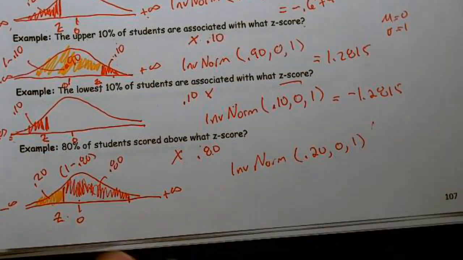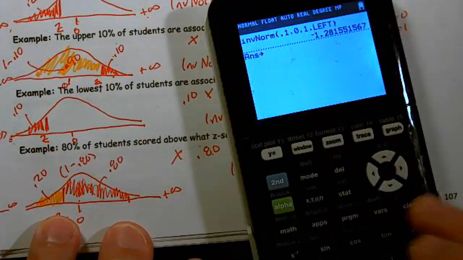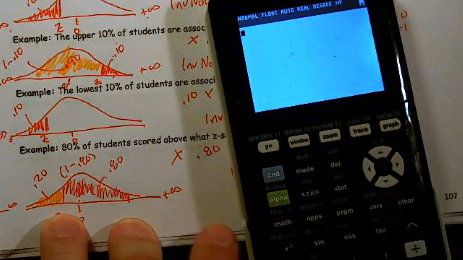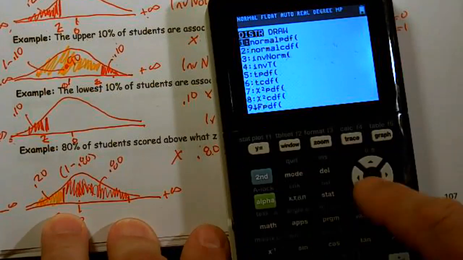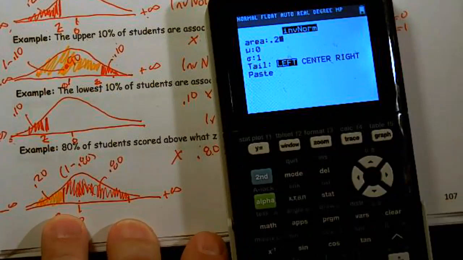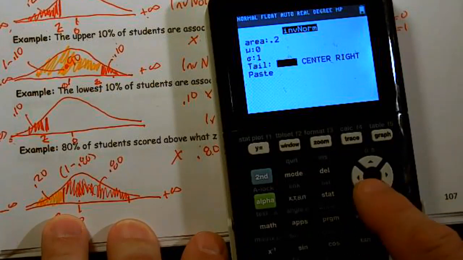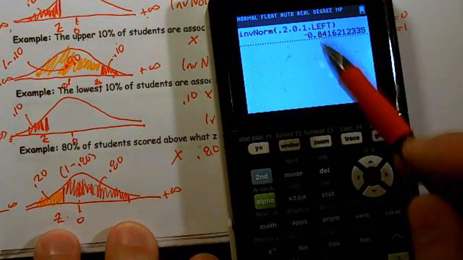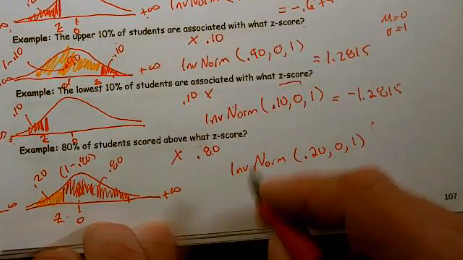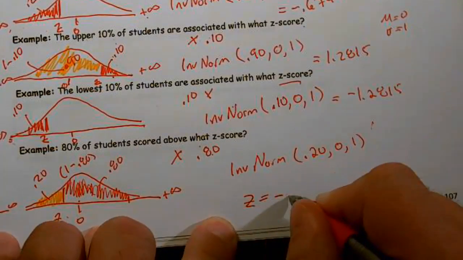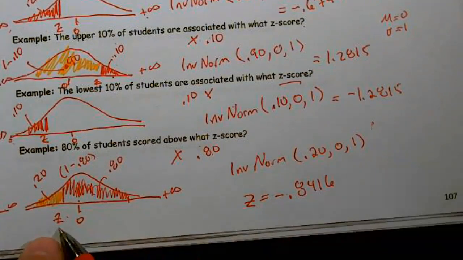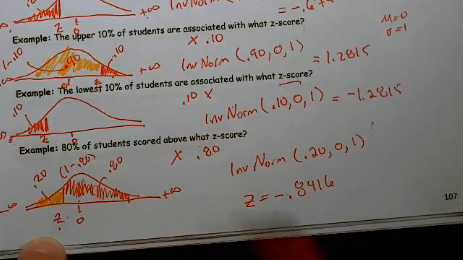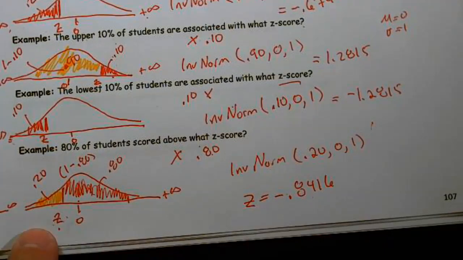0.2, 0, 1. So let's do that real quickly. And the reason it's 0, 1 is because it is a z-score. So second vars, inverse norm. The area is 0.2. The mean is 0. The standard deviation is 1. And we calculate it, and we get z equals negative 0.8416. And it would make sense that our z-score was negative because it's below 0. All right? Since we're below 0, it's negative.